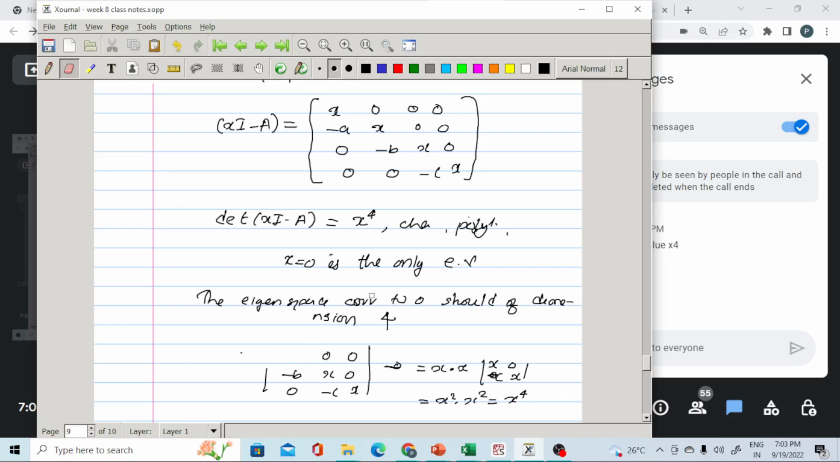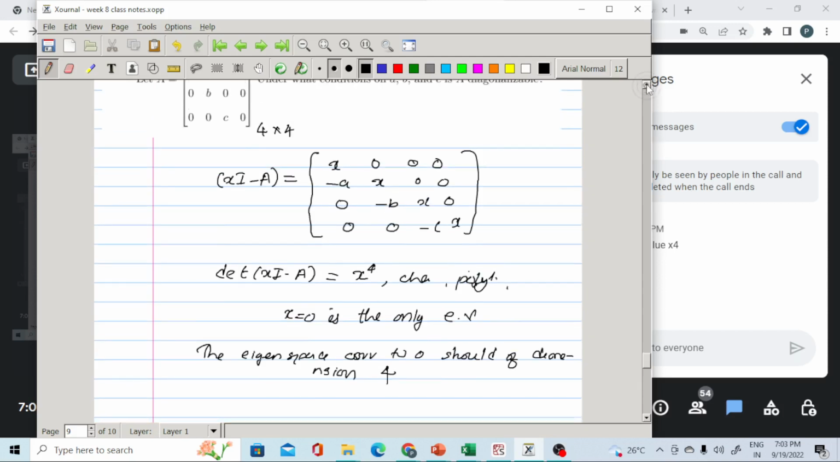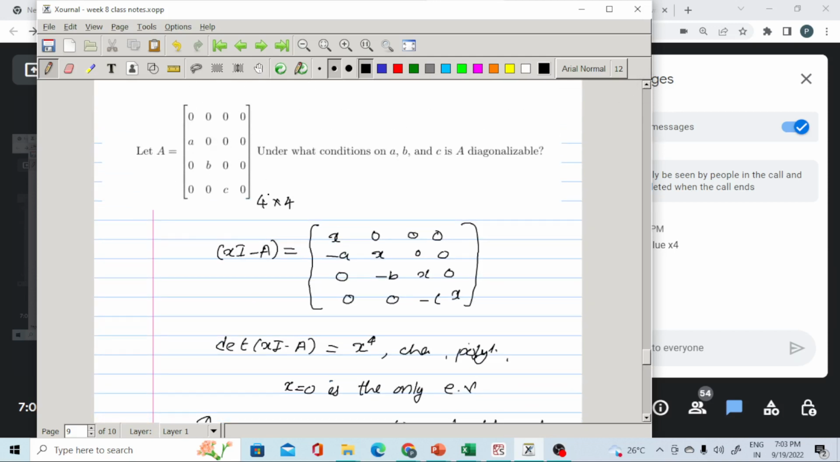So is this clear? The eigenspace corresponding to 0 has dimension 4. Any doubt here? If you have any doubt, you can ask, because here we are taking the matrix A to be diagonalizable. So the dimension of the eigenspace should be the dimension of the whole space. Here it is 4, so it should be 4. Okay.